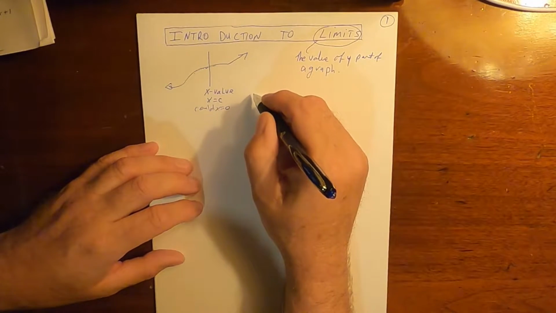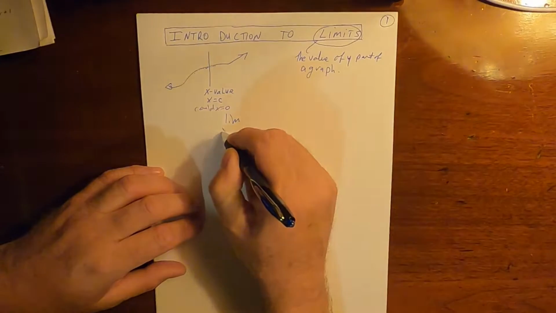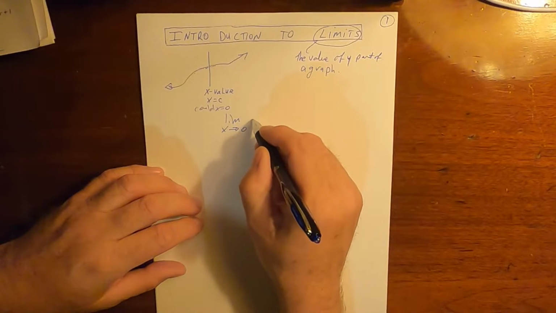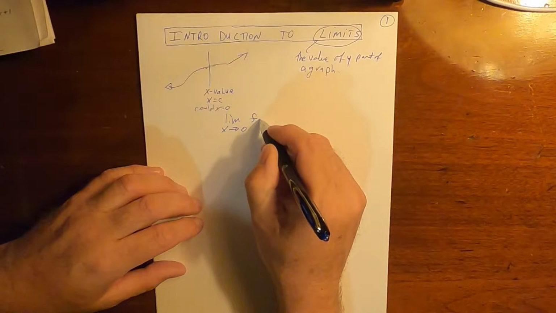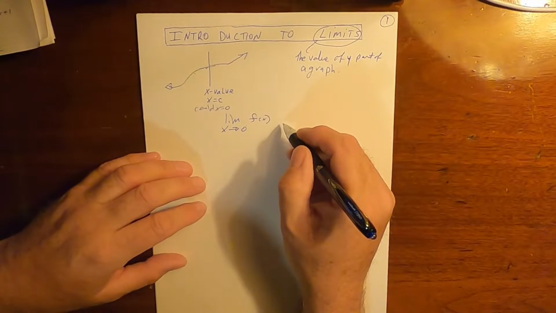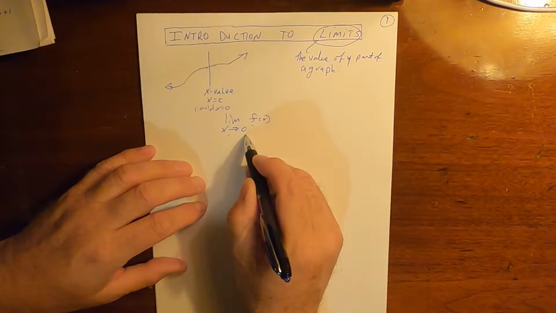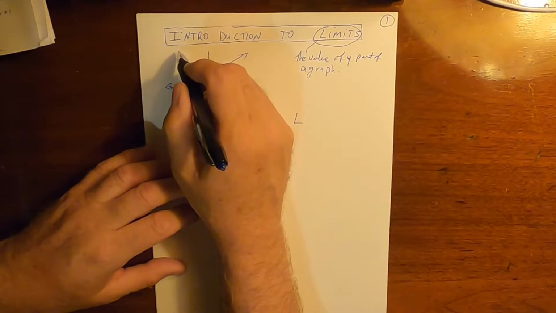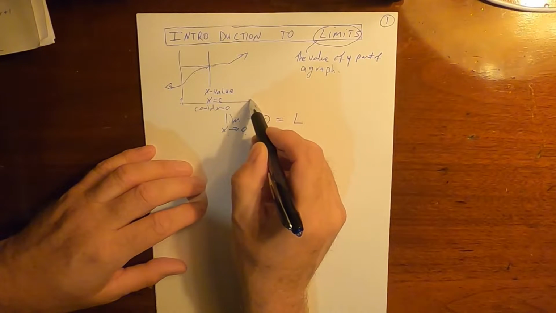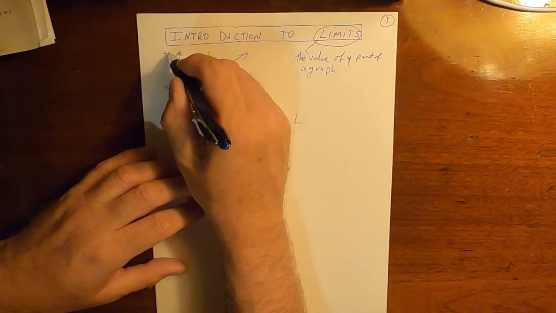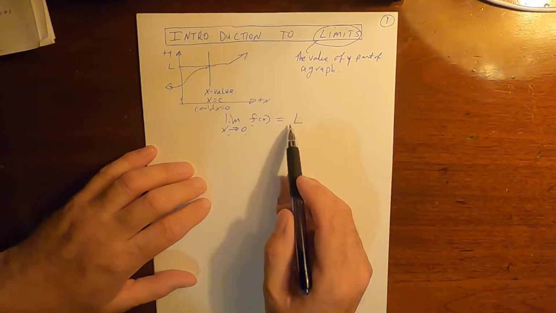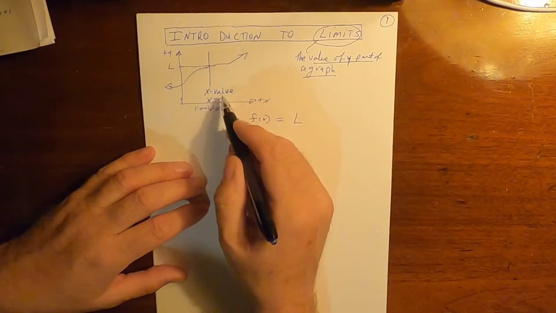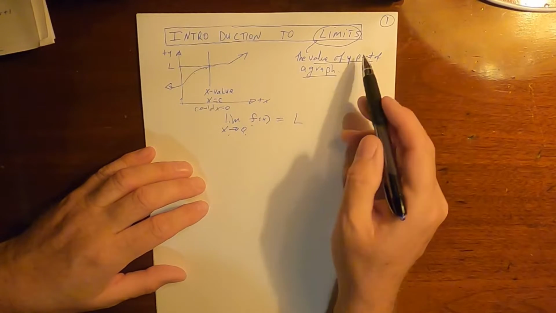Then what we say is the limit as x approaches, say, this number 0, of f of x, the function, the limit of the function as x approaches 0, equals some number L. And that number L would be the value over here on the plus y-axis, and this would be L. So the value of the y part of a graph as we get to some value of x, that would be what this limit is.